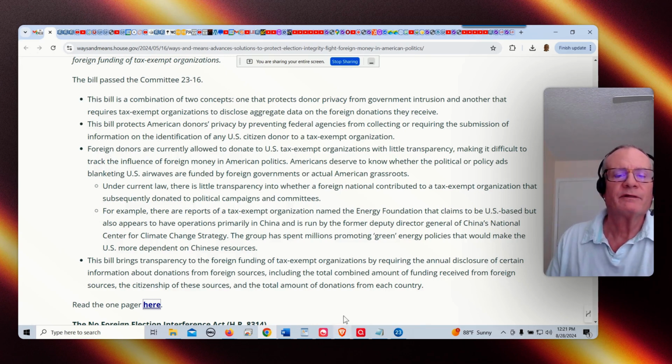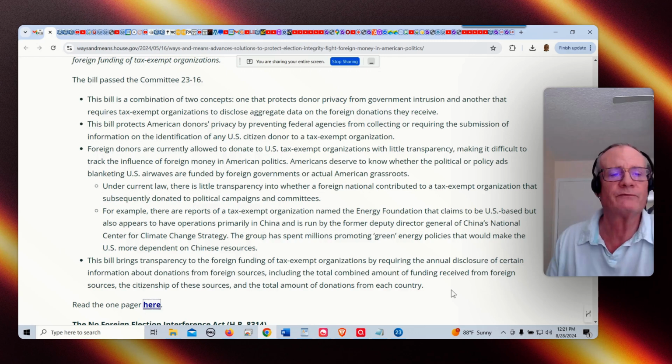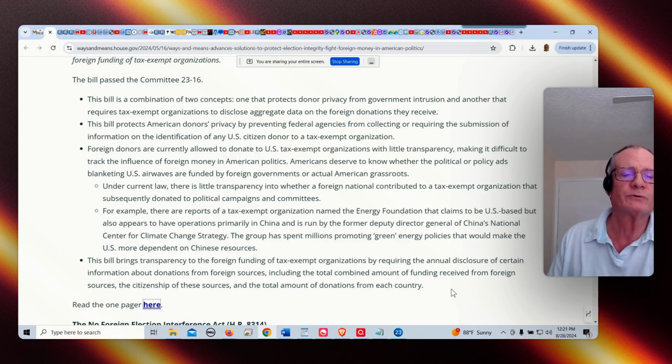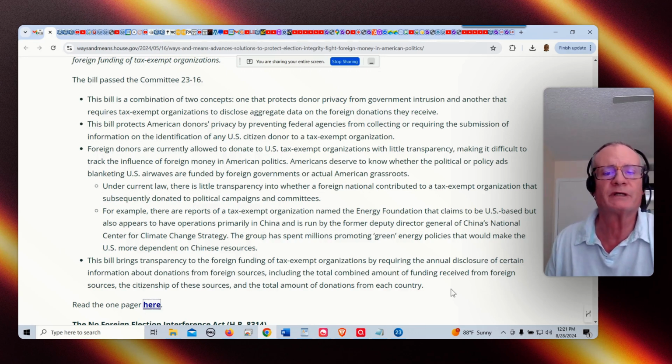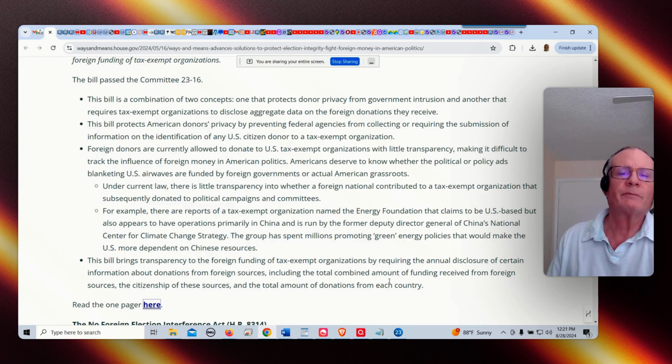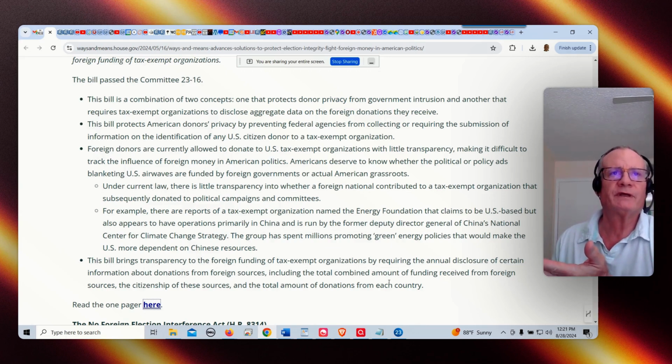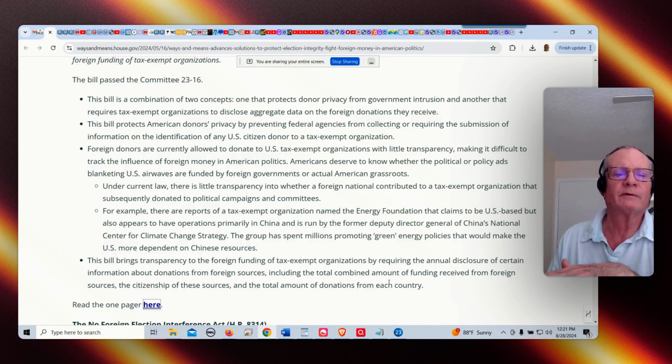However, they want to require annual disclosure of certain information about donations from foreign sources, including the total combined amount of funding received from foreign sources, the citizenship of the sources, and the total amount of donation from each country. Okay, so they're backing off on the disclosure and identification of U.S. donors, and they're wanting to require additional disclosures by foreign donors. All right.